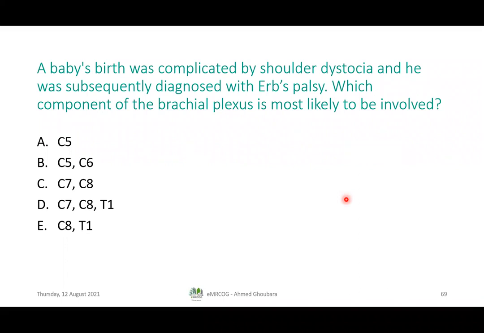Yes, Dr. Hassan, could you please answer this question? Forget about the spinal anesthesia, because I'll explain that slide in a minute. I'll do the nerve injuries, then we'll take a break. So B, or D, B. B. Dr. Samia, you're correct. Dr. Hassan, it is C5 and C6.